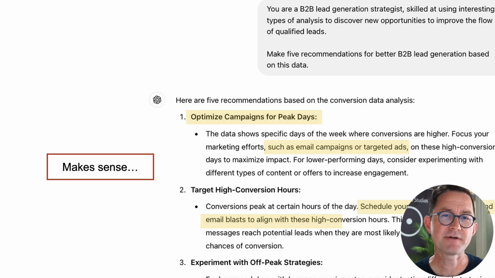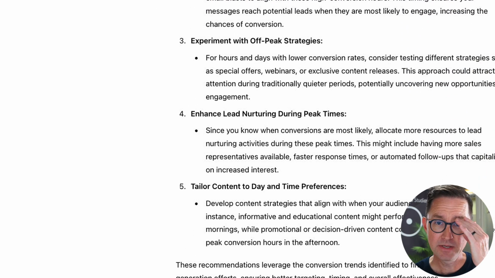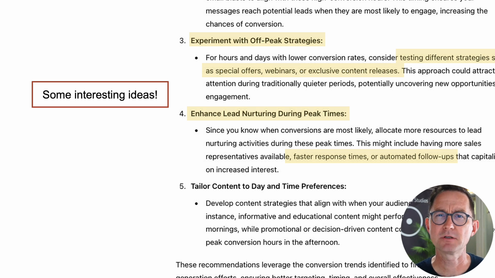Okay, some of these are kind of obvious, like focus on peak times for certain time-based activities, outreach, ad spend, emails, those are all functions of time. And then also, it suggests some off-peak strategies. I'm more skeptical on the outcomes of that, but this is interesting. Focus on lead nurturing at those times. Make sure your reps are ready for quick response. That's kind of clever. Or that your automated workflows send people messages at those times.